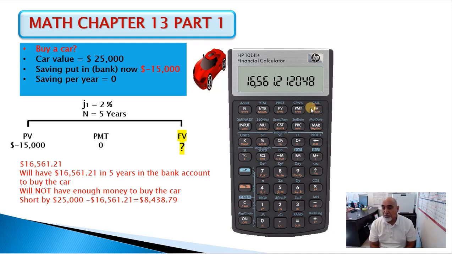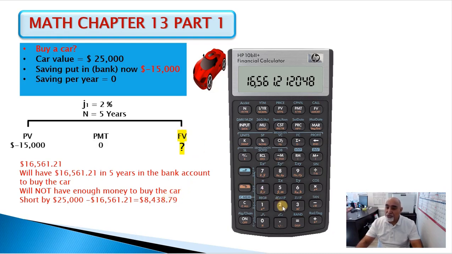FV comes out to be 16,000. We want it to be 25,000. That means we are short some money. So the answer to your exam question is, you take your 25,000 and subtract 16,000, this number, and that means we are short by $8,438.